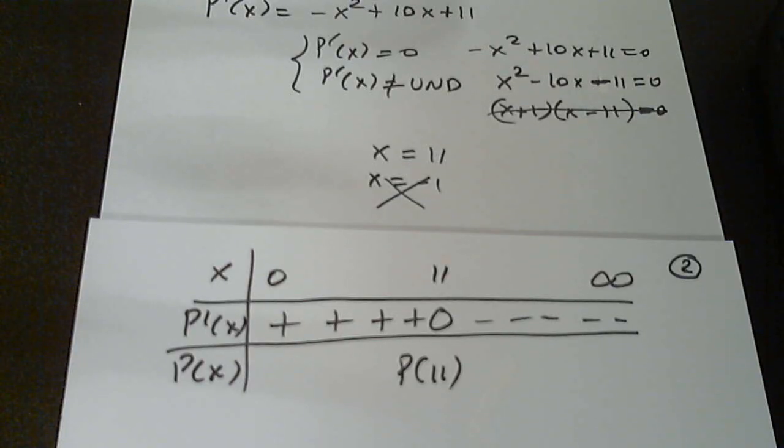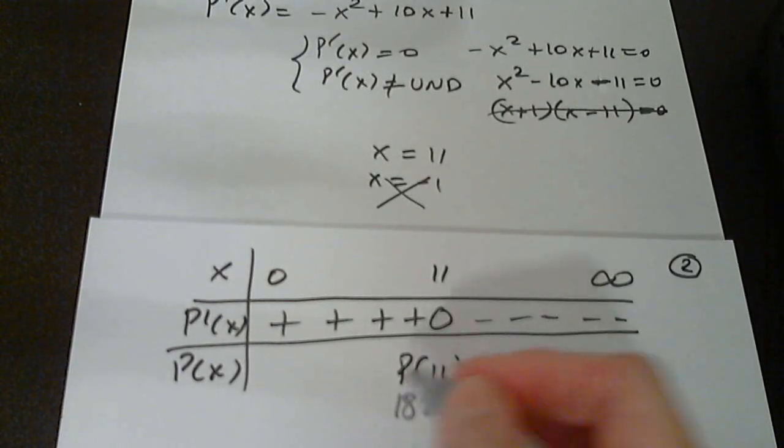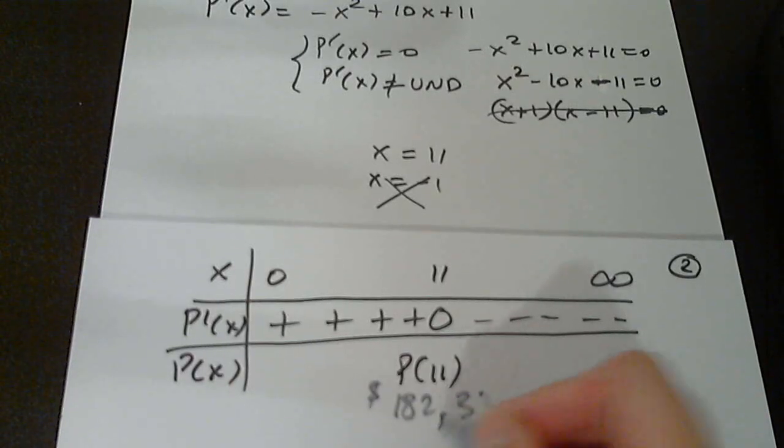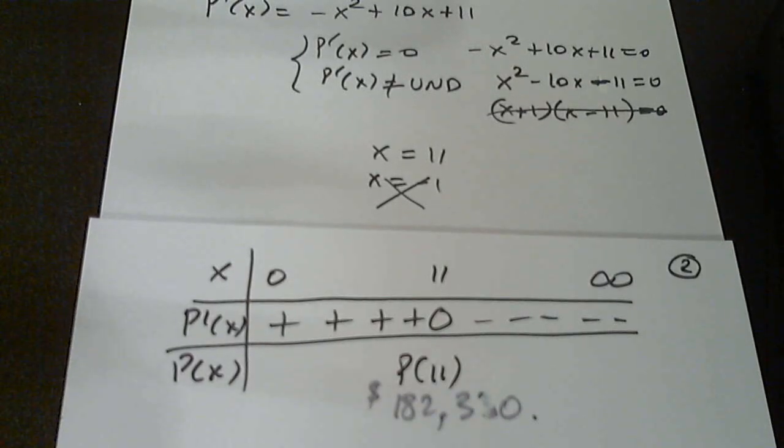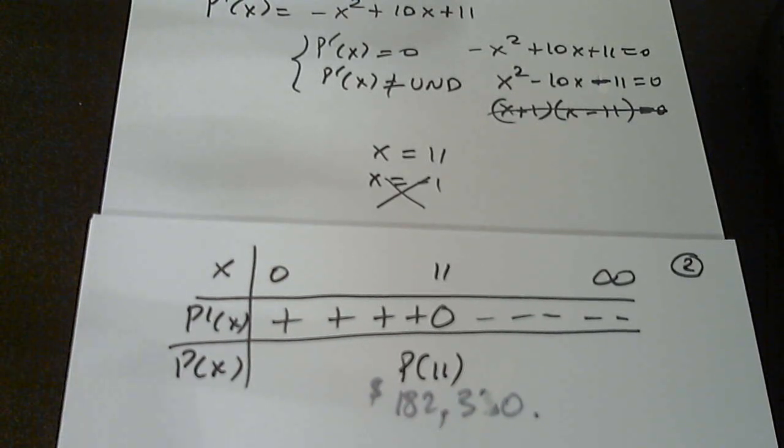So P of 11 is 182.33, and this is 330 because it's in thousands. So 182,330.